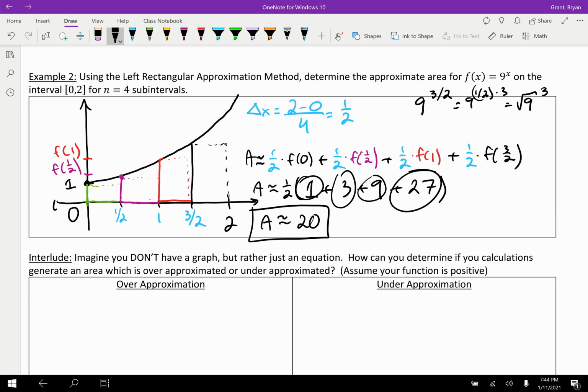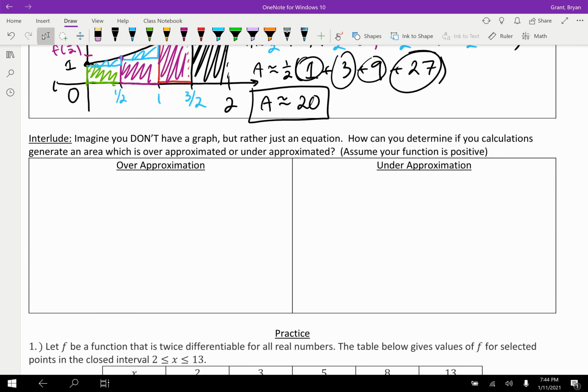Now, looking at this graph, we can tell just by shading in these friendly little rectangles here that the area I found, it didn't change colors, but oh well, the area that I found right here is not the total area underneath the curve, right? If I wanted the total area, I would need to include these little pieces as well. So because the 20 is less than the total area, we'd say that the 20 is an under approximation.